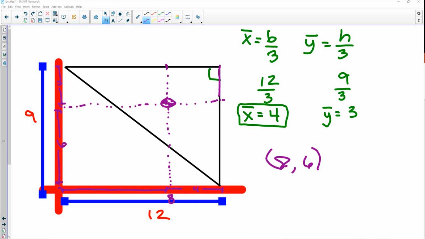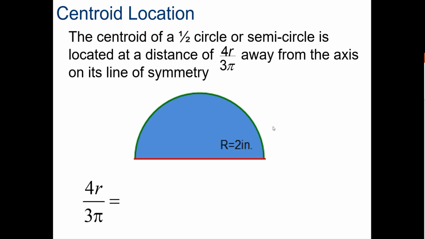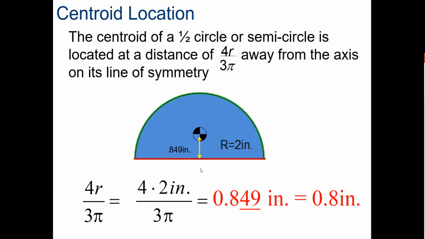So we have some other shapes that we want to deal with. Here we have a semicircle. The centroid of a half circle, or semicircle, is located at a distance given by this formula: 4 times the radius divided by 3 pi, on the line of symmetry. In this case, the line of symmetry is going to be right down here. So if the radius is 2, the base is 4.